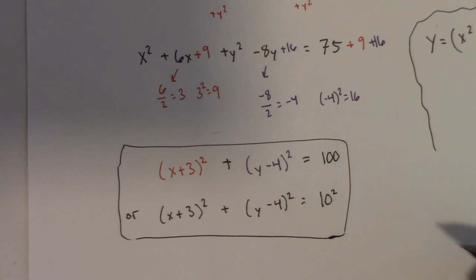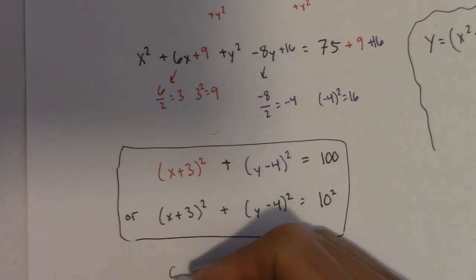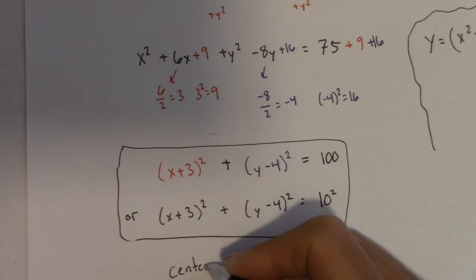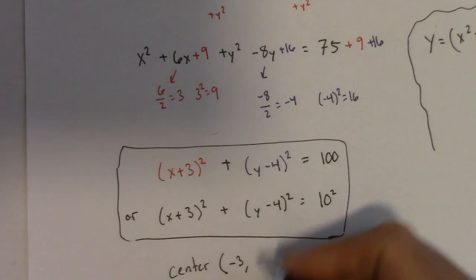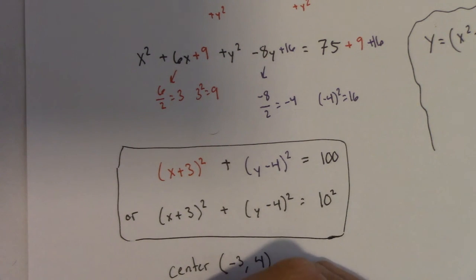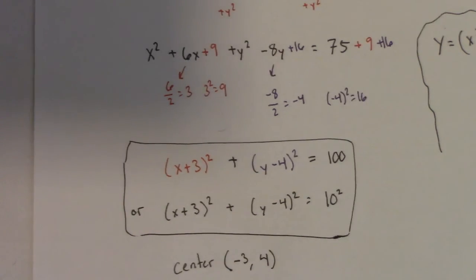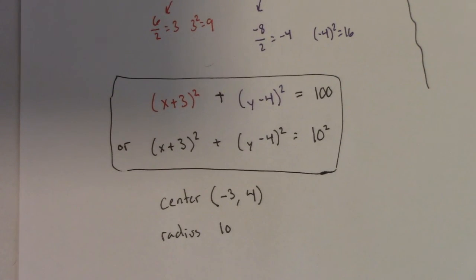So that means if I had this problem, I know that it would have center, remember the inside is opposite, so negative 3, positive 4, and a radius of 10. So while it looks kind of complicated at first, it really is just as simple as complete the square twice, one for each variable. That's all you got to do.